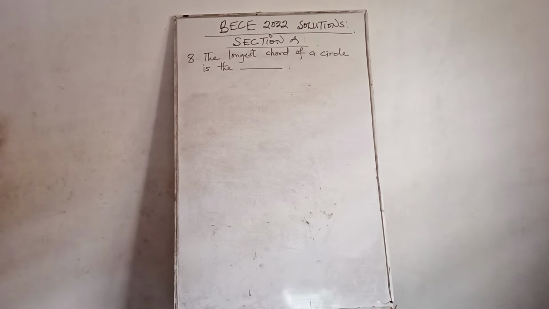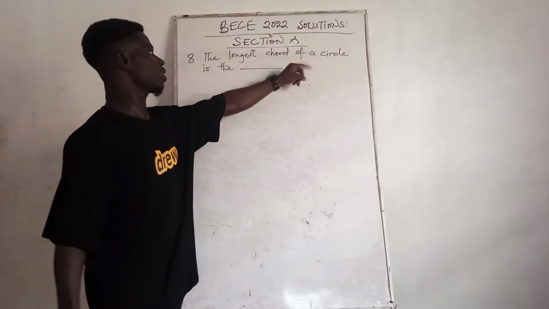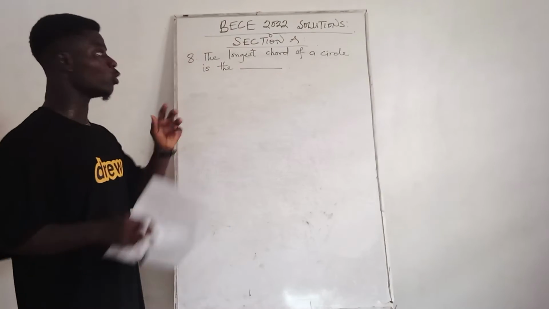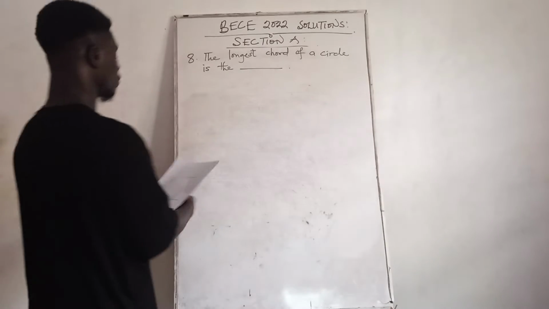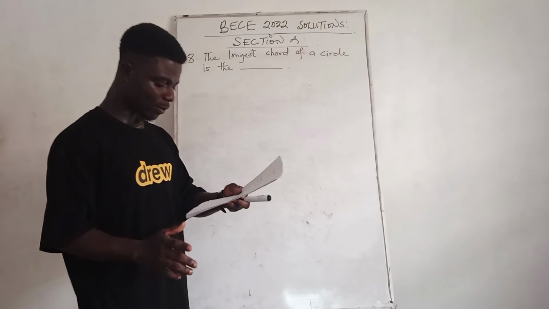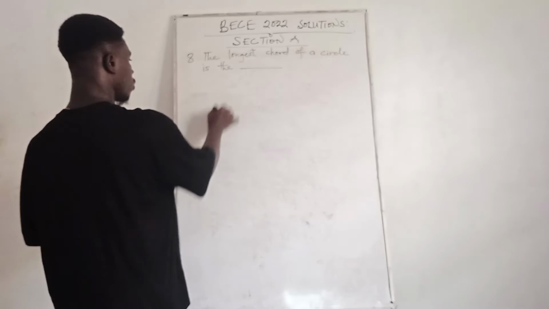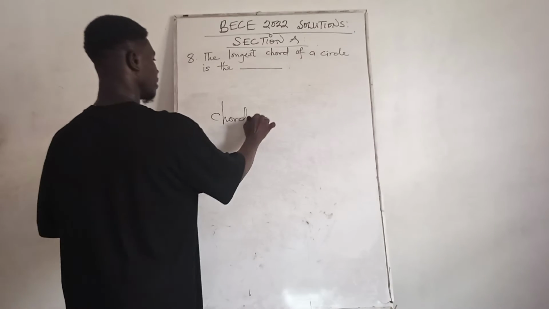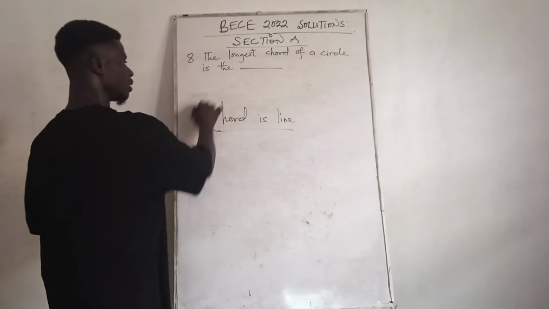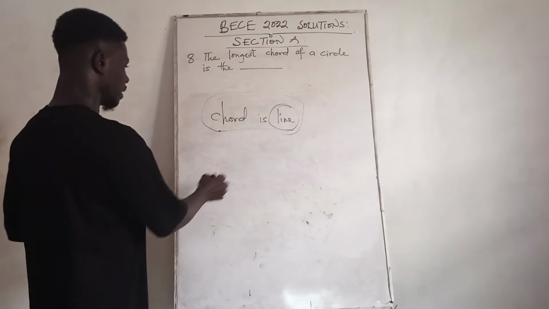Alright, so let's move on to question 8. The longest chord of a circle is there. The longest chord of a circle. So we have sector, segment, circumference, and diameter. The longest chord. You know that a chord is a line. A chord is a line. So take note of that. A chord is a line. You understand that? Alright.